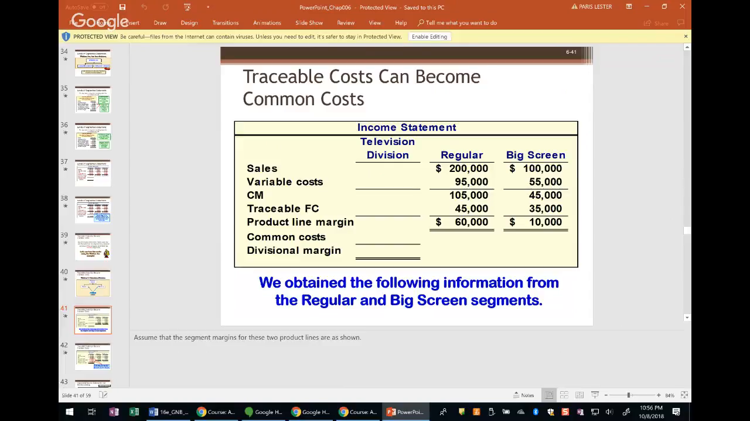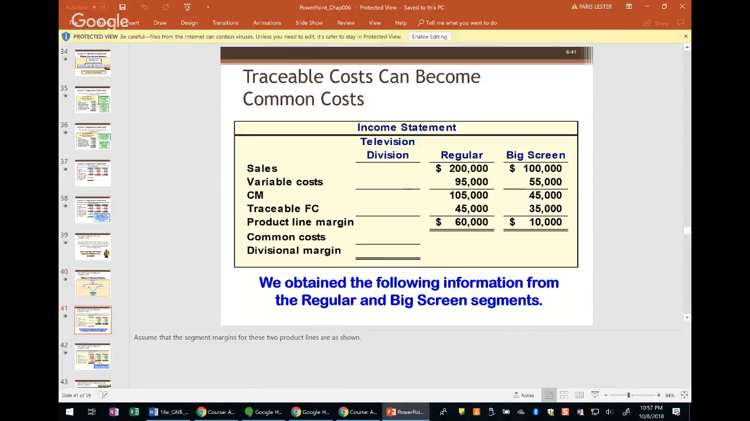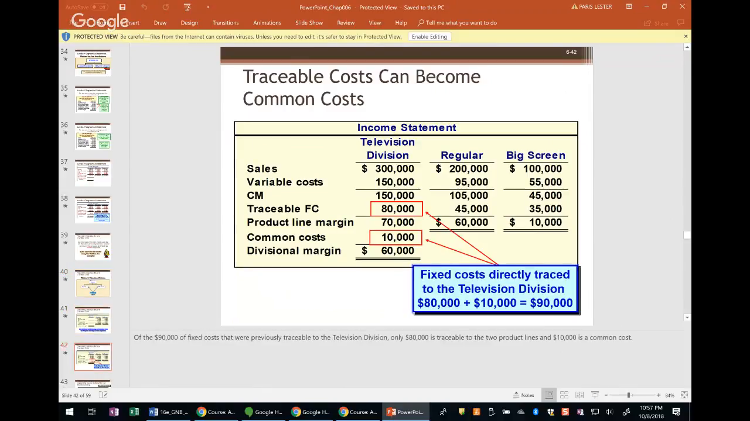And we can trace fixed costs to the normal TV and to the big TV. Right? And we've got common fixed cost. We have to combine these and take the common fixed cost. It has to come out before you get net income or division margin. All right, common fixed cost or common cost is $10,000.